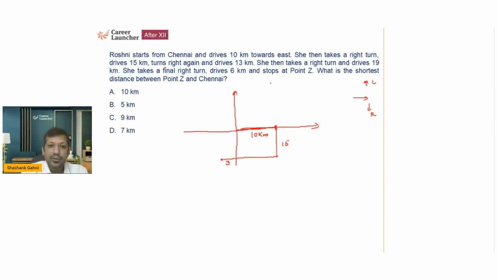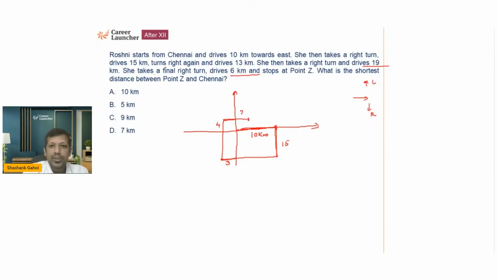Then she takes a right turn. Again she takes a right turn and she drives 19 kilometers. So 19 kilometers, this is 15, so this is going to be 15 plus 4. That is going to be 4. Then she takes a final right turn and drives 6 kilometers. So 6 means this is 3, because this is 3. So this is 3 and this is going to be 3.